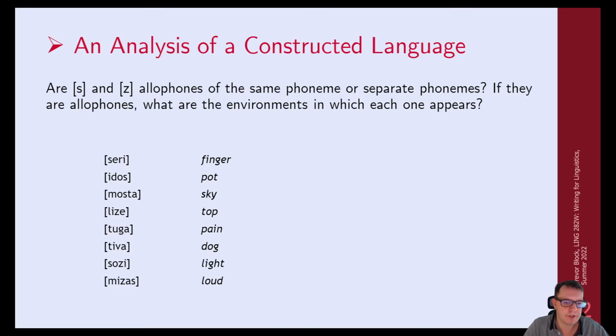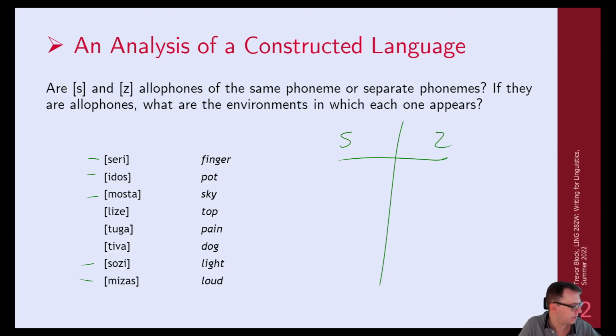Here's another example. Let's check to see if S and Z are allophones of the same phoneme. First, we look for minimal pairs. Hint, we don't see one. So therefore, we start a chart. Let's take a look at all of the S words. I've dashed them there.